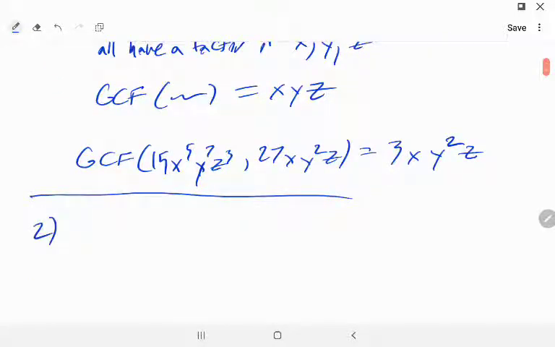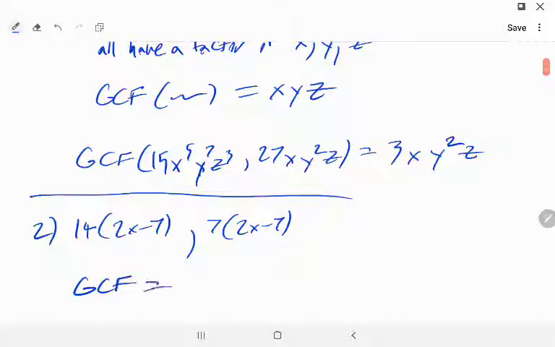Number 2, we had 14 times the quantity 2x minus 7, and 7 times the quantity 2x minus 7. So now we notice that they both have a factor of 2x minus 7, they both have a factor of 7. So the greatest common factor is going to end up being 7 times the quantity 2x minus 7. We could also have written it as 14x minus 49.